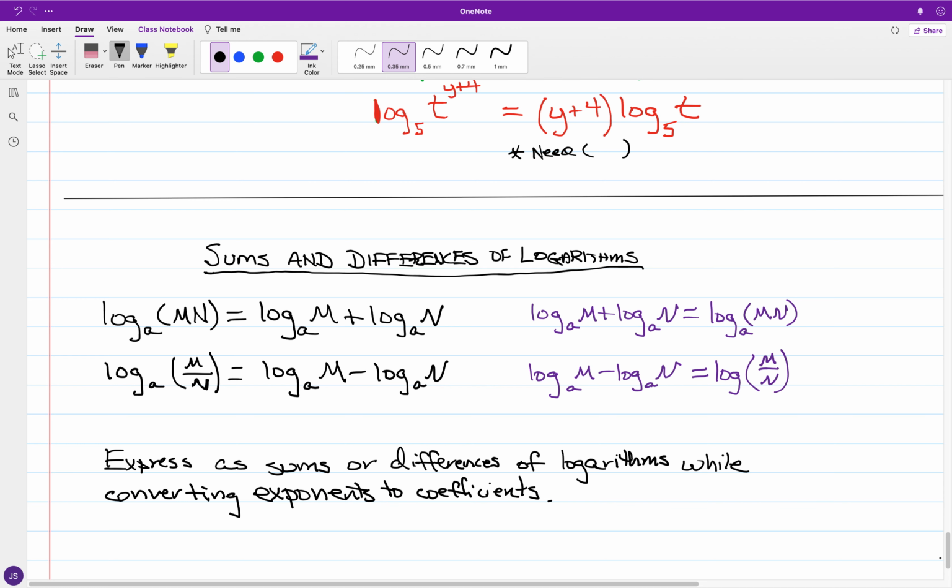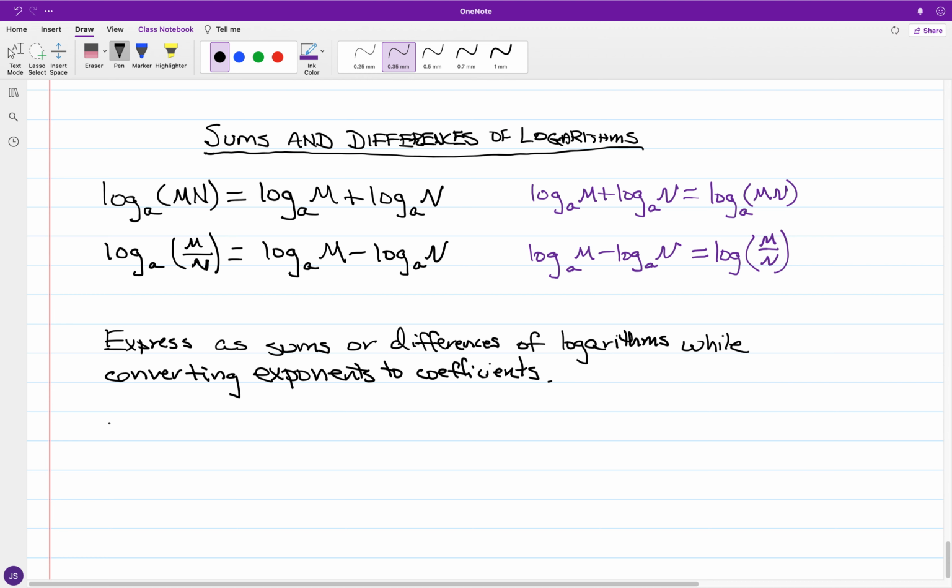Okay, first of all, here's a bit of an introductory example. If I have the base 3 logarithm of a times b, where a is represented by m and b by n, then upon splitting up, we're going to have the base 3 logarithm of a plus the base 3 logarithm of b.